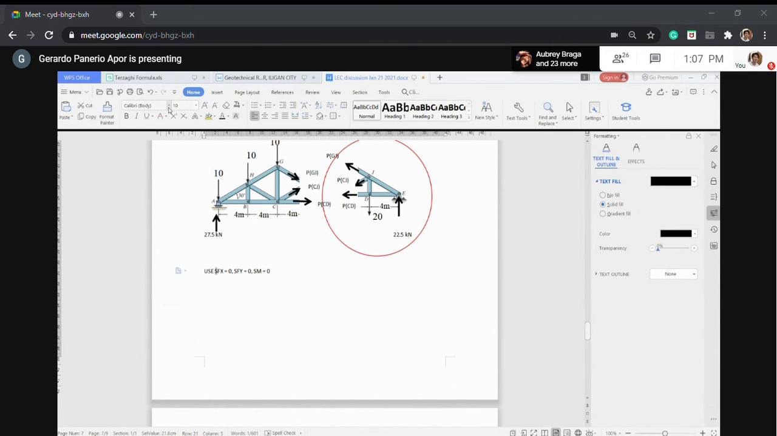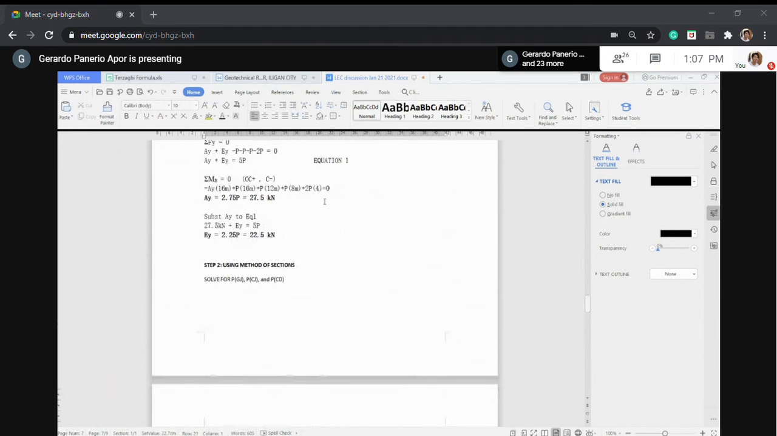We use the Greek symbol, that is what they call sigma. Sigma represents summation. I am not only limited to summation of forces X or summation of forces Y. We can also use summation of moment. But summation of moment is useless when you are doing the method of joints.